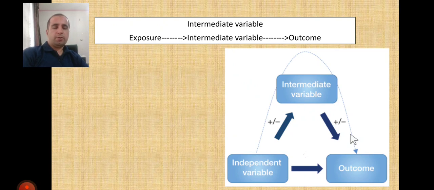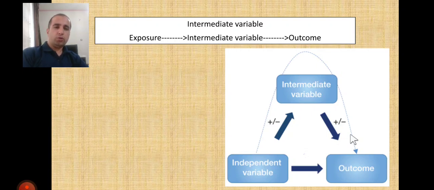If you are looking for the net association between exposure and the outcome, in this case we should adjust for the intermediate variable. I have to say it again. If you are looking for the net association between the smoking and the lung cancer, you have to control for the COPD. Otherwise, you are not allowed to control for that variable.